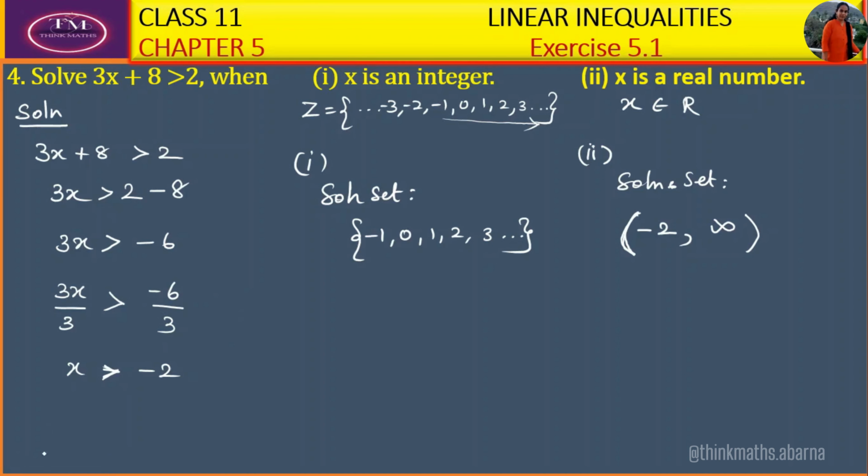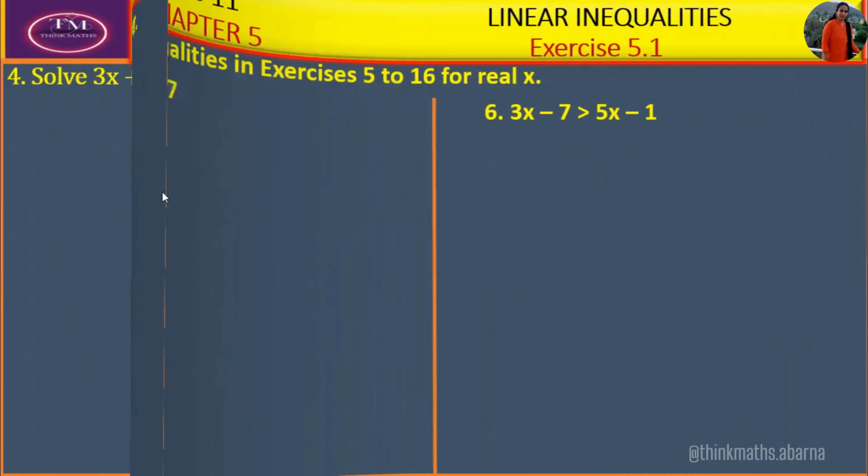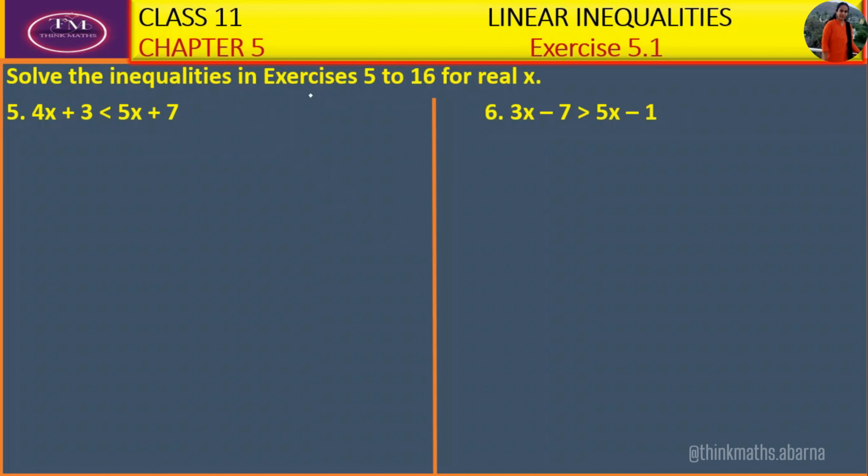Clear? So moving on to the fifth problem. Solve the inequalities in exercises 5 to 16 for the real number system. Here we have to take all x belonging to the real numbers. Now the fifth question: 4x plus 3 is less than 5x plus 7.